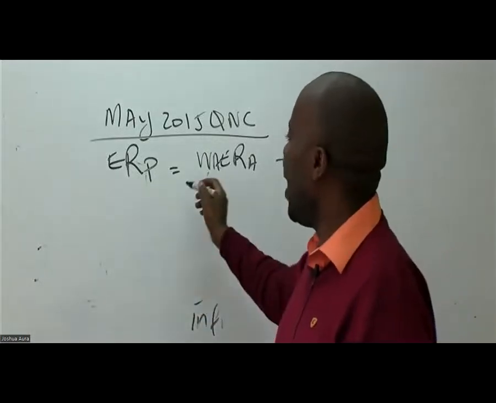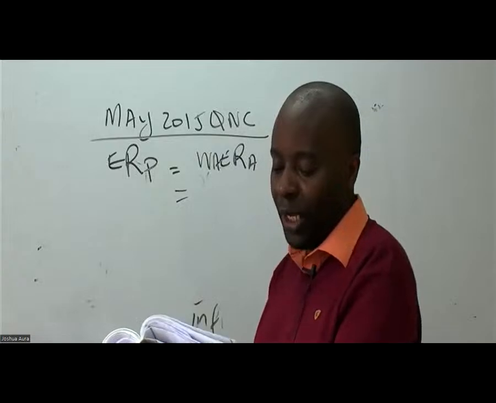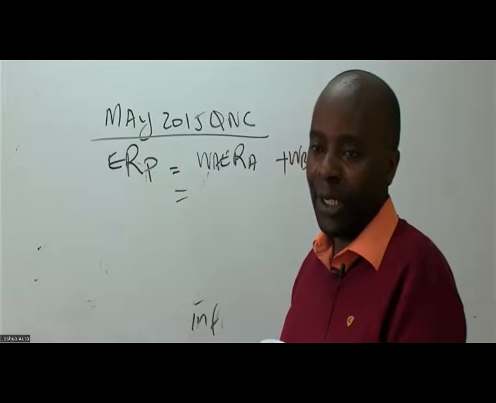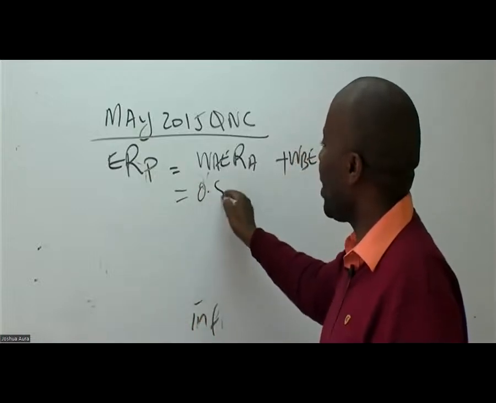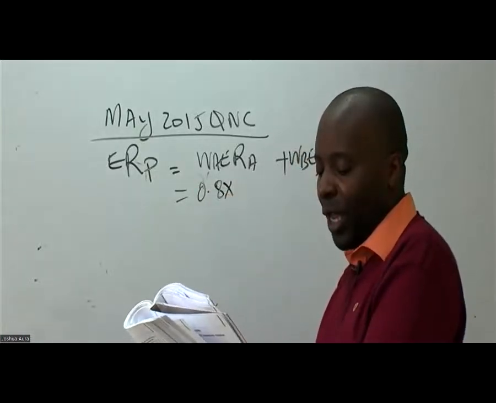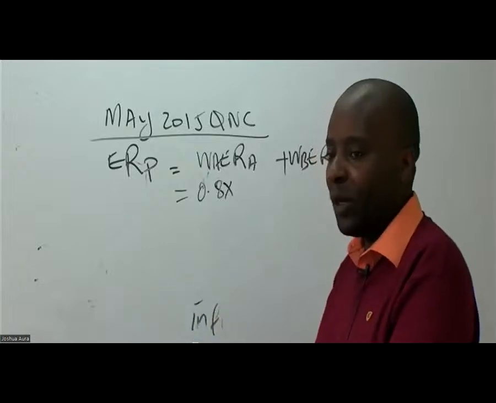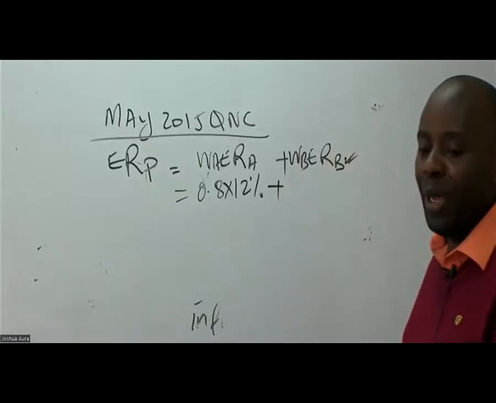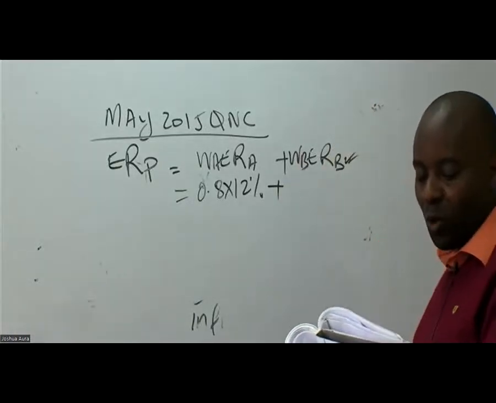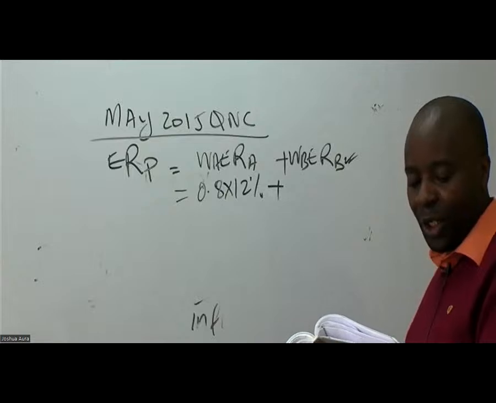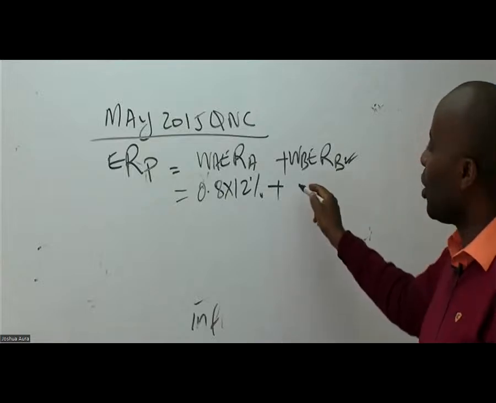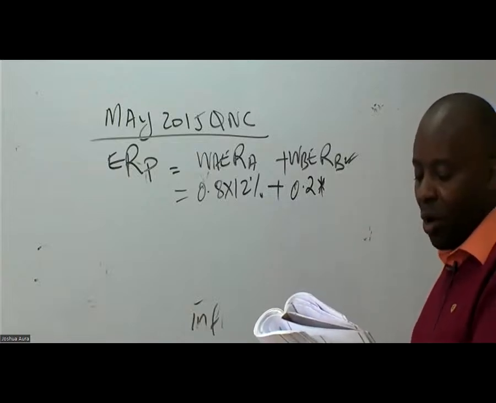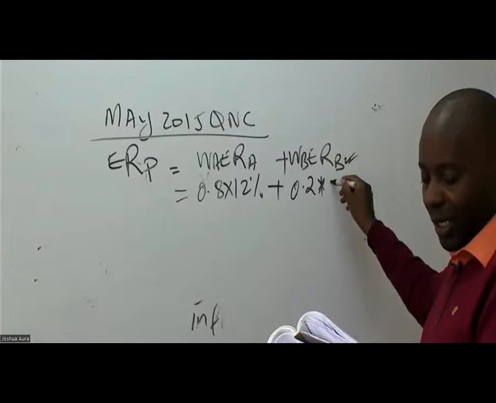So in this case, the weight of A. Have they given us the weight of A? Yes. They've told us that the weight of A is 80%. So this will be 0.8 times the expected return of A. The expected return of A, I can see up there, is 12%. Plus weight of B. What is the weight of B in this question? The investment percentage in B is 20%. So 0.2 times the expected return of B, which is 20%.